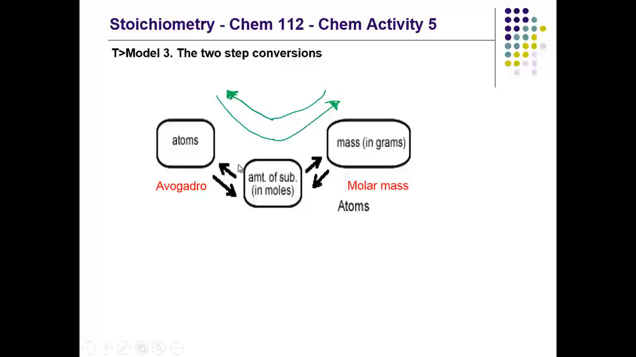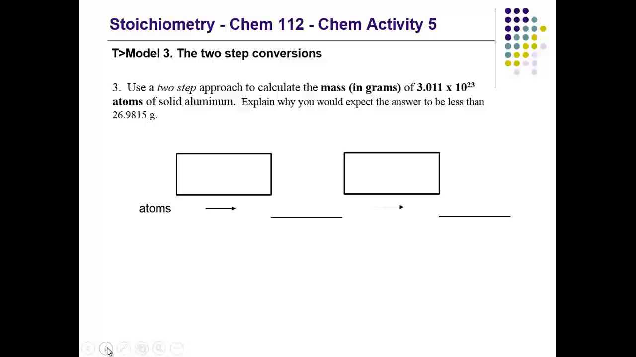So let's look at the key question number 3, which will be an example of using this chart. Now on the screen you won't see the chart anymore, but of course you'll have it in your booklet, so you'll be able to refer to it. So let's take a look. So this is the key question number 3. Use a two-step approach to calculate the mass in grams of 3.011 times 10 to the 23 atoms of solid aluminum.